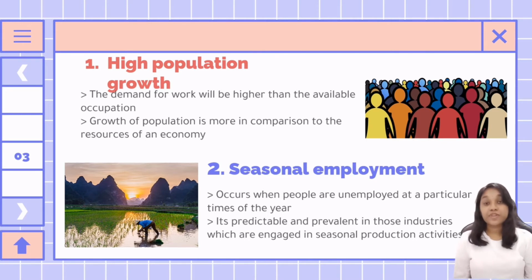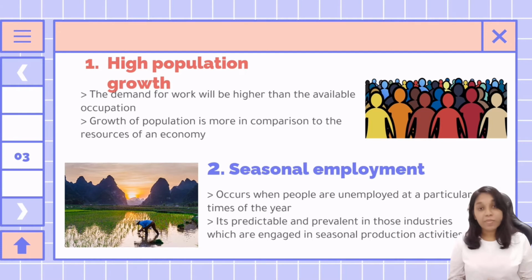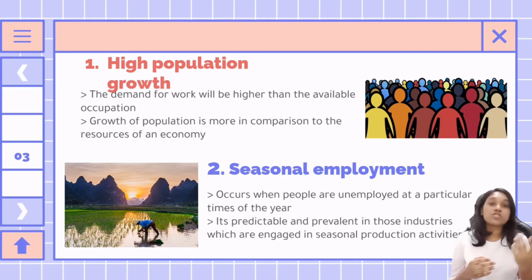Seasonal unemployment is prevalent in those industries which are engaged in seasonal production activities. This seasonal unemployment is actually more predictable as it is known with certainty at which time period the demand for the commodity will change. For instance, unemployment will go up in the winter months because many agricultural jobs end once the crops are harvested in the fall, and most of these workers or farmers will go and look for other jobs.